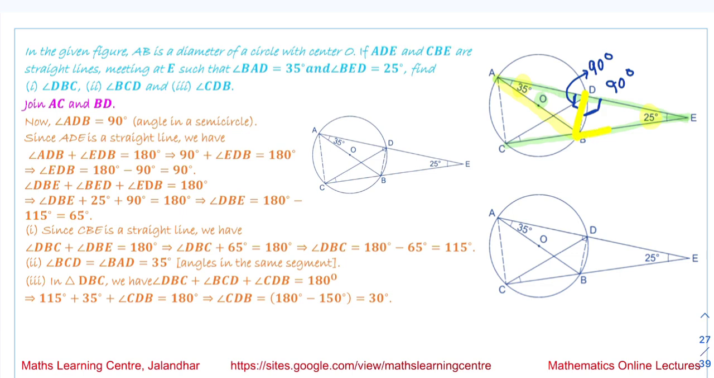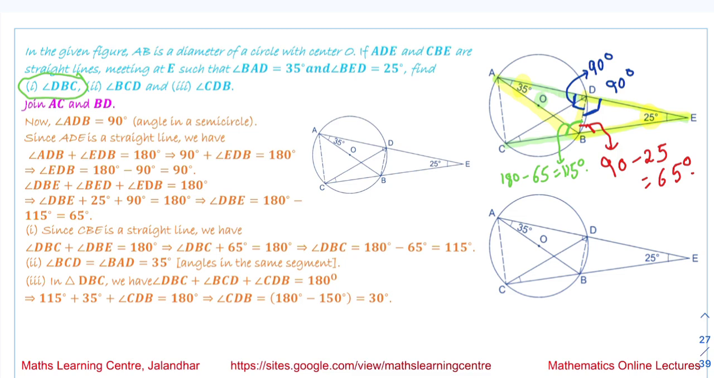In this triangle DBE, the angle at B will be 90 minus 25, that is equal to 65 degrees. If this angle is 65 degrees, it means the value of this angle at B will be 180 minus 65 degrees, that is equal to 115 degrees. So this is our angle DBC. This is the first part that we have to find, DBC. So this angle is 115 degrees.